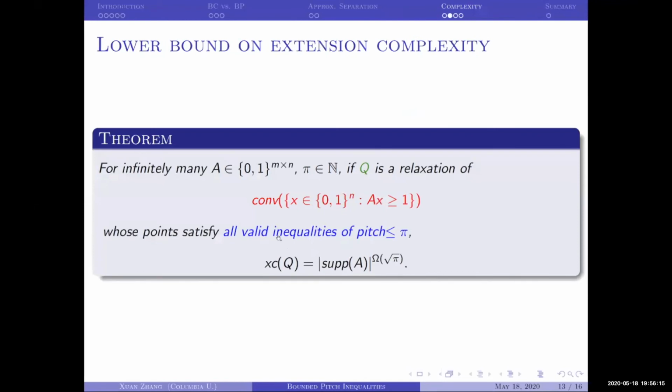So what we show is that there are infinitely many 0-1 matrices A, such that if a polytope Q is a realization of the convex hull of all the 0-1 points for that set covering instance, and all the points of Q satisfy all valid inequalities of pitch at least pi, then the extension complexity is super polynomial in the pitch.